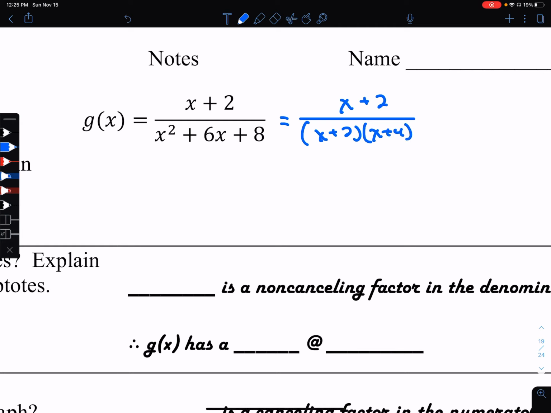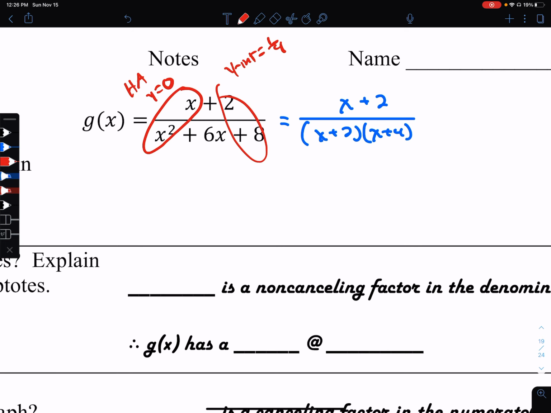Just some things that we know right out of the gate. This has a horizontal asymptote at y equals 0 because the numerator is a bigger degree than the denominator. I said that backwards. The degree of the numerator is less than the degree of the denominator. The degree of the denominator is bigger than the degree of the numerator. This has a y-intercept of 1/4 because 2 divided by 8 is 1/4.